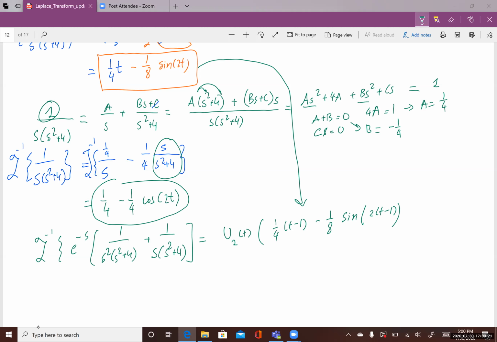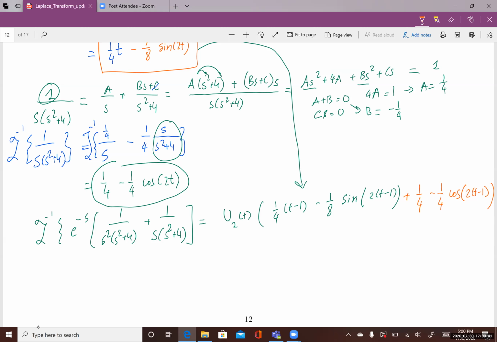Let's change color so you can see it clearly. 1 over 4 is just 1 over 4. It doesn't affect it. And you have a plus in front of it, so it's 1 over 4. And then minus 1 over 4 cosine of 2(t minus 1). So this should be the answer for the inverse of Laplace transforms in terms of step function.